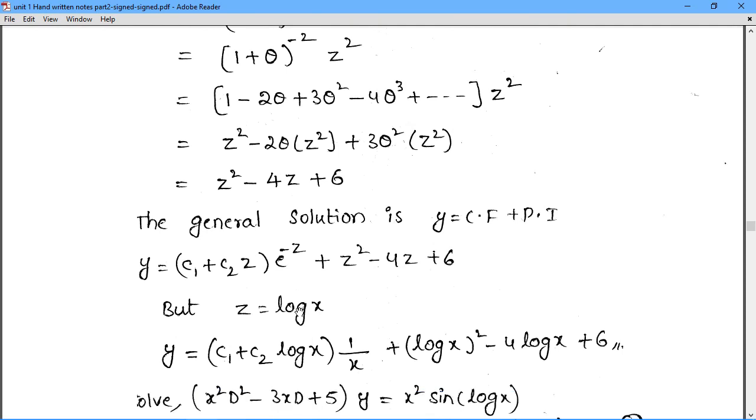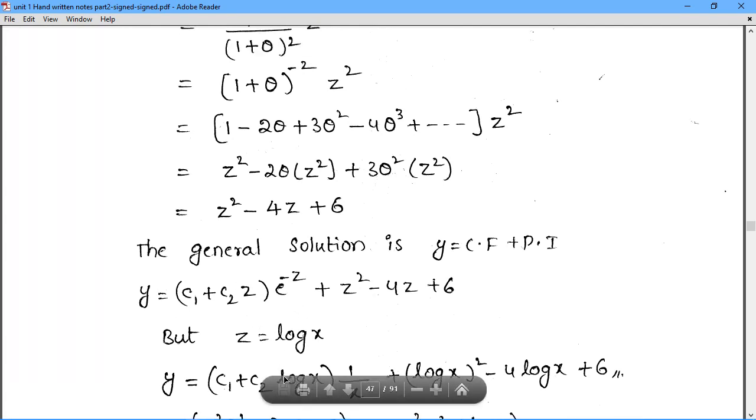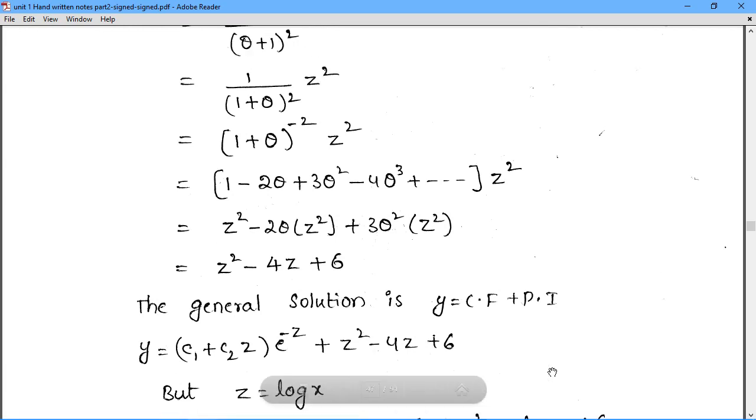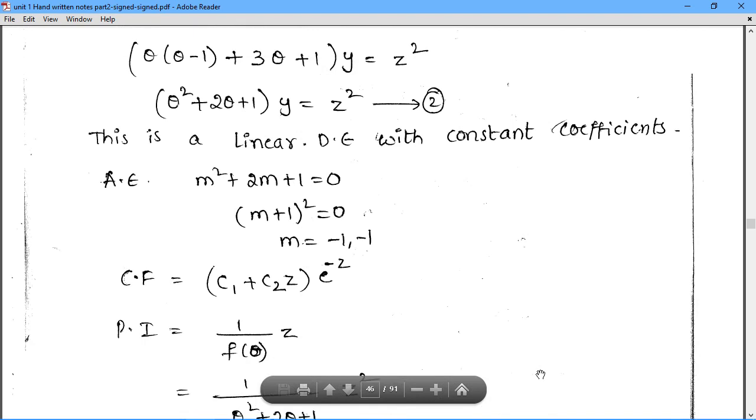But we have to replace z equal to log x, because we have to compute the complete solution, which is obtained by replacing z equal to log x. So e power minus z means 1 by x. z square means log x whole square, minus 4 into z means log x. It will be the required complete solution. So easily we can obtain the required complete solution of the given differential equation, which is a Cauchy-Euler's equation.